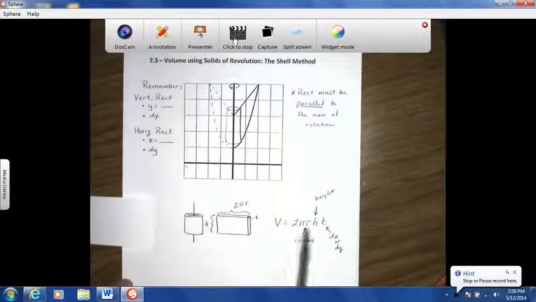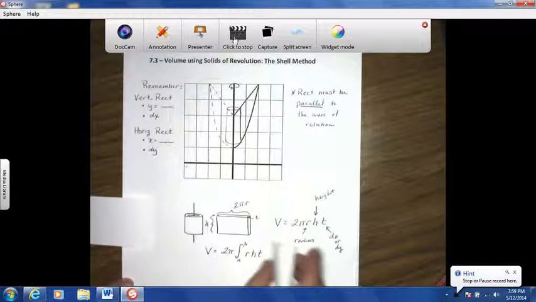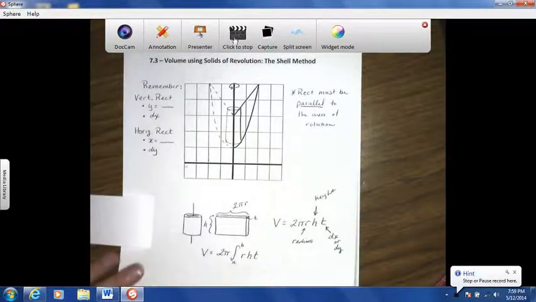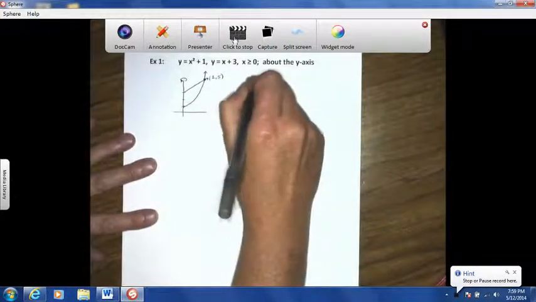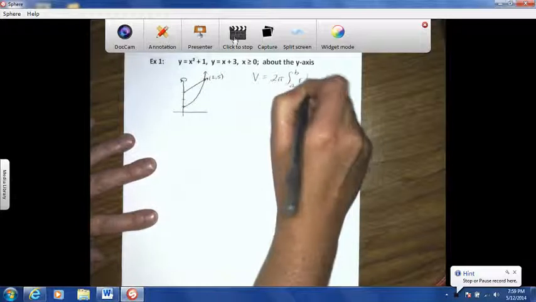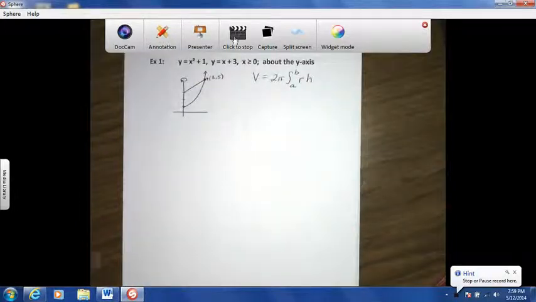Now, once we get the volume of one cylindrical shell, then we simply accumulate them. So, accumulating, we get the equation that the volume is going to be 2 pi times the integral from a to b of the radius, which once again is the distance from the axis of rotation to the rectangle, times the height, which is the height of the rectangle, times the thickness, which is either your dx or your dy. So let's try one of these. Now, once again, the volume is going to be 2 pi times the integral from a to b of r times h times the thickness.